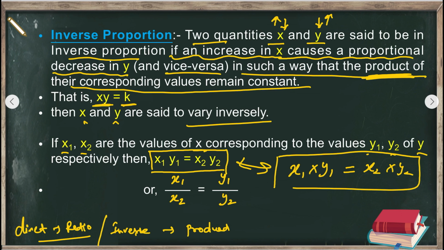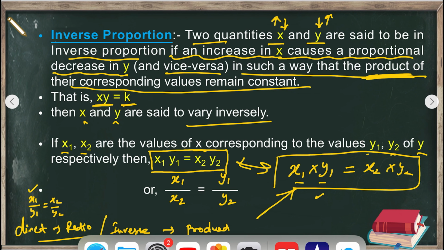The difference here is, in case of direct proportion we use x1 by y1 equals x2 by y2, while in case of inverse proportion we use x1 multiplied by y1. In direct proportion we had the division of x1 by y1, while in inverse proportion we have the multiplication of x1 and y1. So we are going to use this formula in exercise 13.2. Now let's move to exercise 13.2.